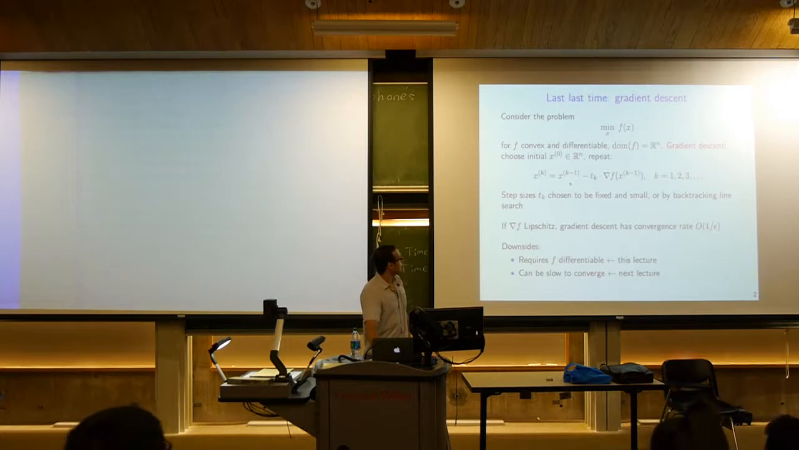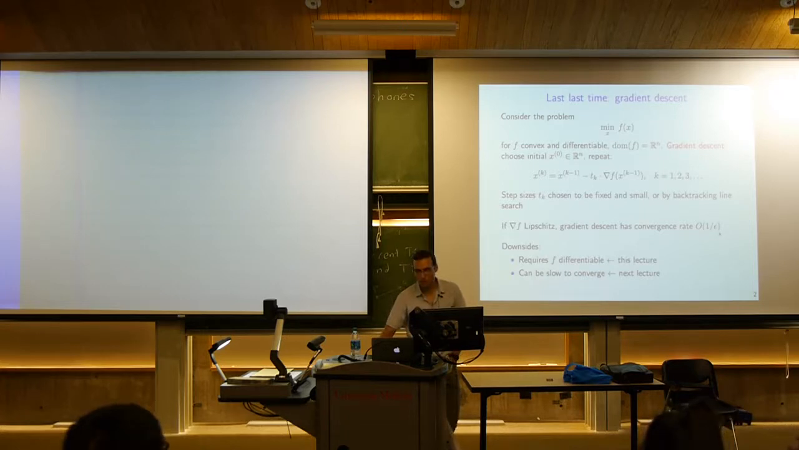And we proved that it had a convergence rate of 1 over epsilon to get an epsilon-suboptimal solution if the gradient was Lipschitz. And in order to get this guarantee, we had to choose the step sizes to be either fixed and small, smaller than or equal to 1 over the Lipschitz constant of grad f, or we had to choose them by backtracking line search. Either one would have worked.